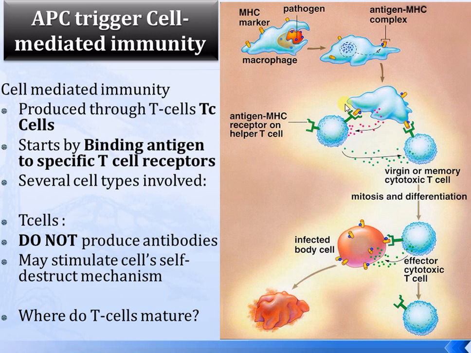And then the last one's called a TD cell. The TD stands for delayed. They're like the Gomer pile. I have no better example. They're just lazy. So they're delayed. They hesitate. Instead of going right in and fighting, they're kind of slow.